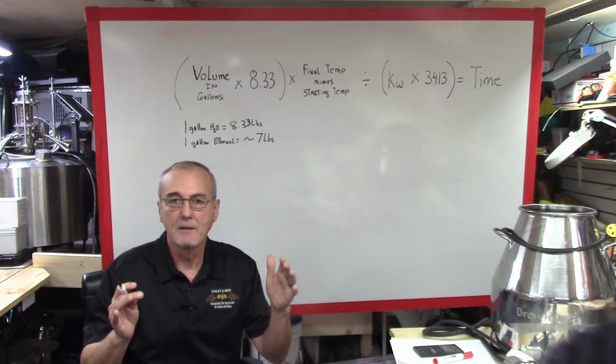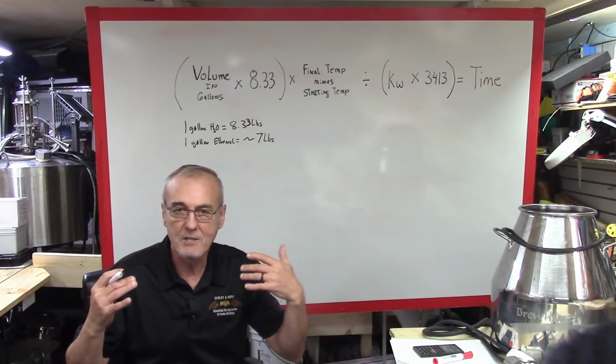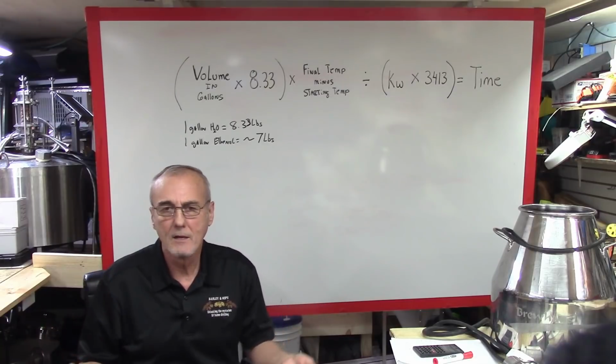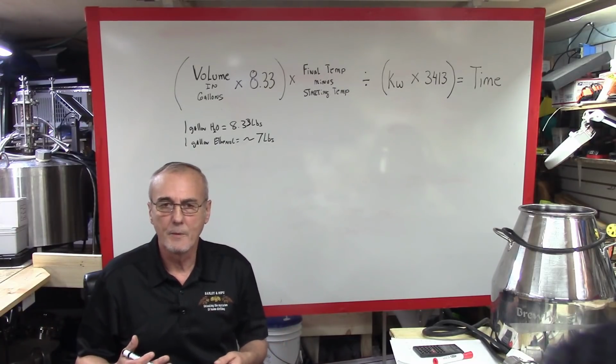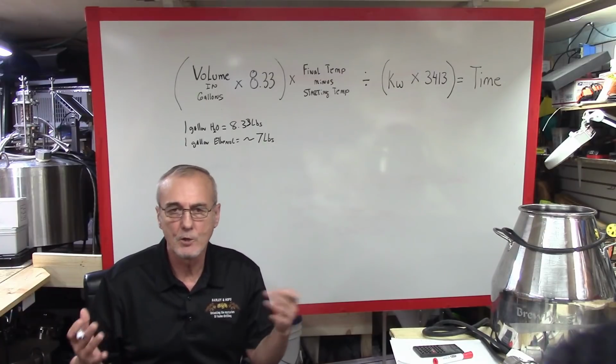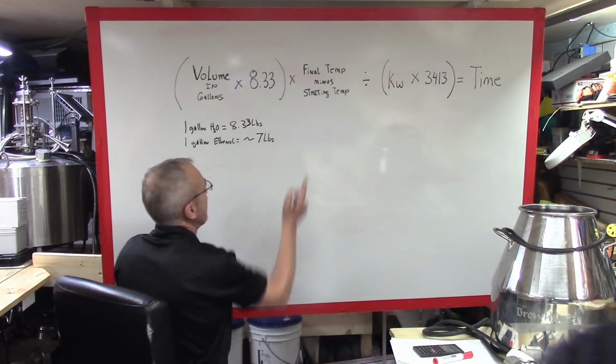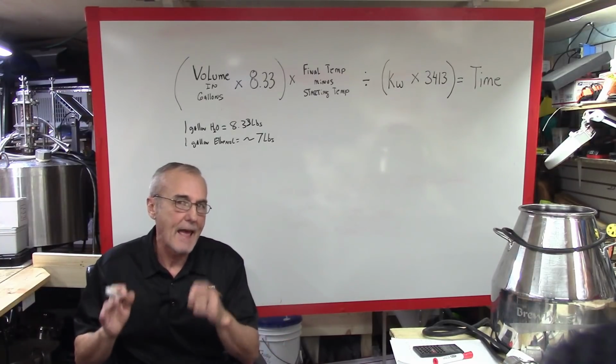You could figure that out. But if we just make this as simple as we possibly can, we just use 8.33, the weight of a gallon of water, in our formula. It's going to give us within a minute or so of what we should anticipate. So we just negate that. So we got that. All right.